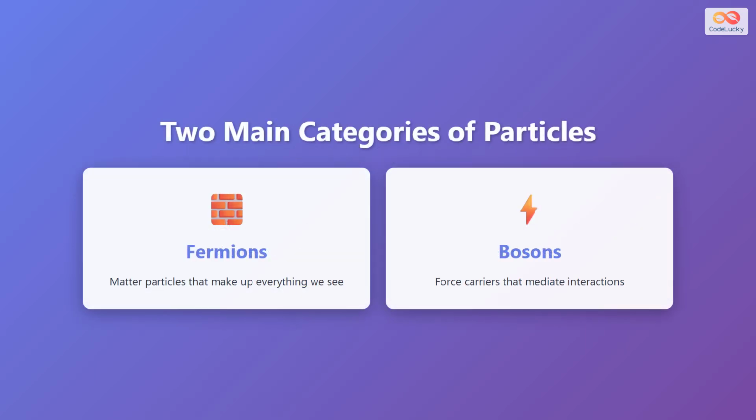All particles in the Standard Model fall into two main categories. First, we have fermions, which are the matter particles that make up everything we can see and touch in the universe. Second, we have bosons, which are the force carriers that mediate interactions between matter particles. Think of fermions as the building blocks themselves, while bosons are the messengers that allow these building blocks to interact with each other.